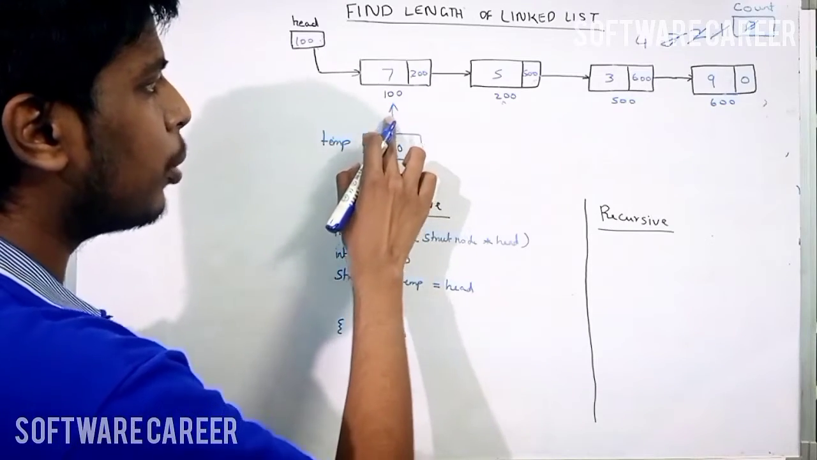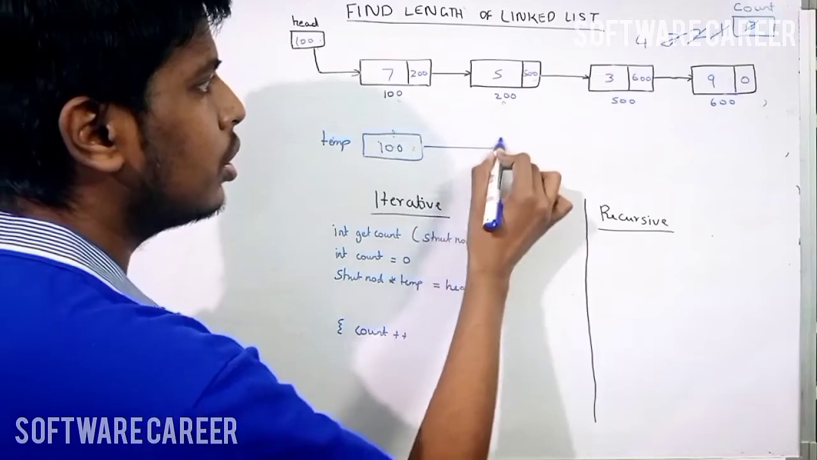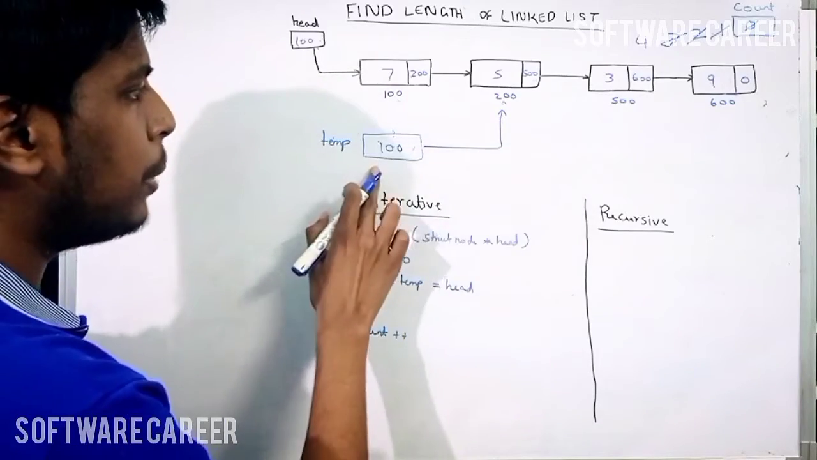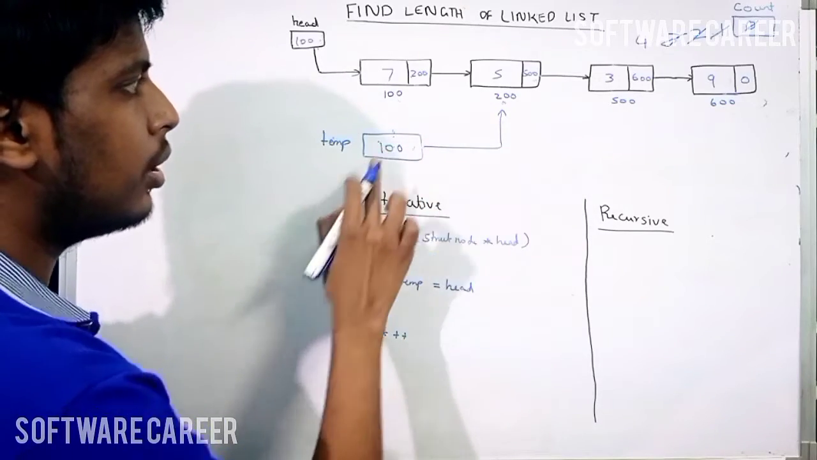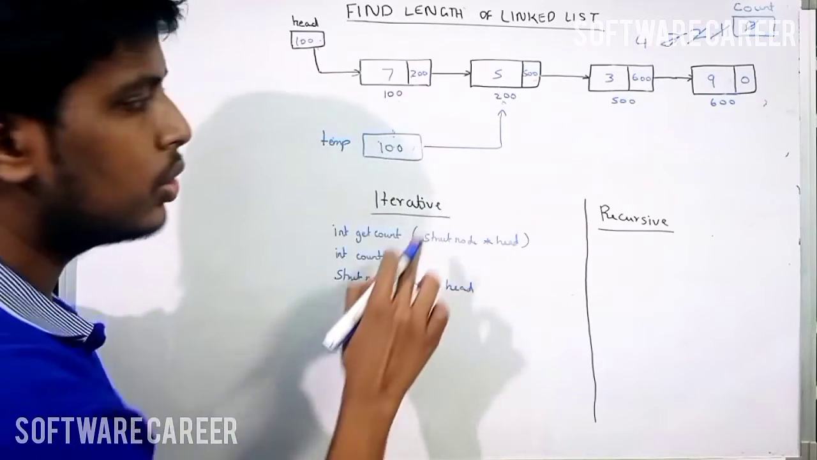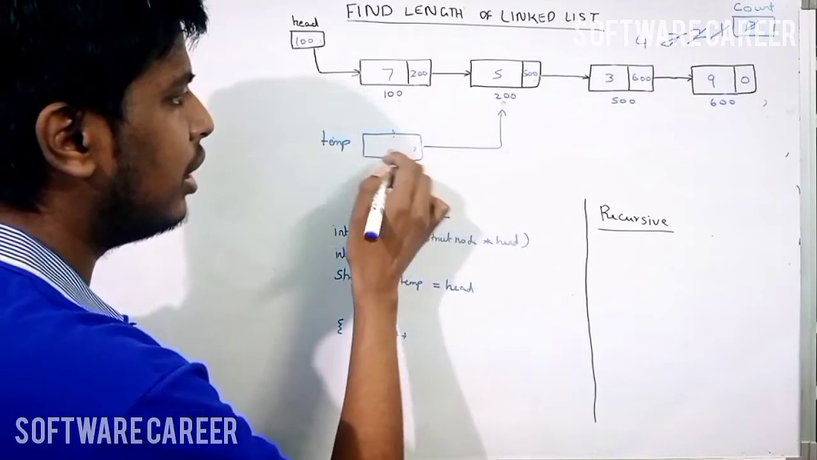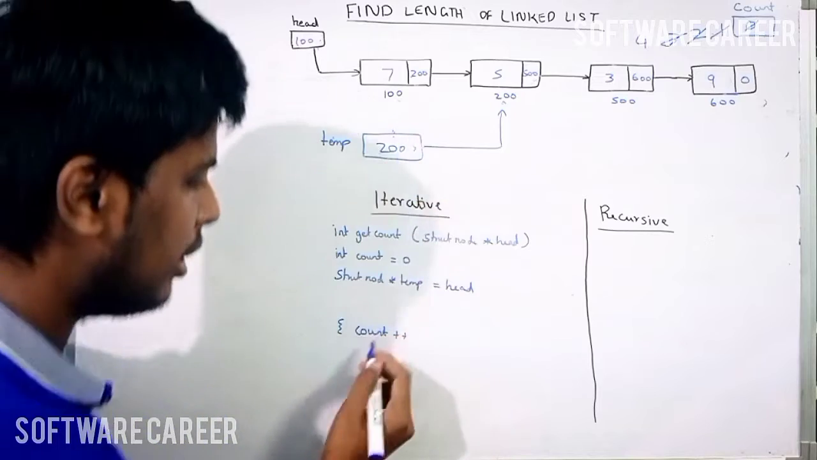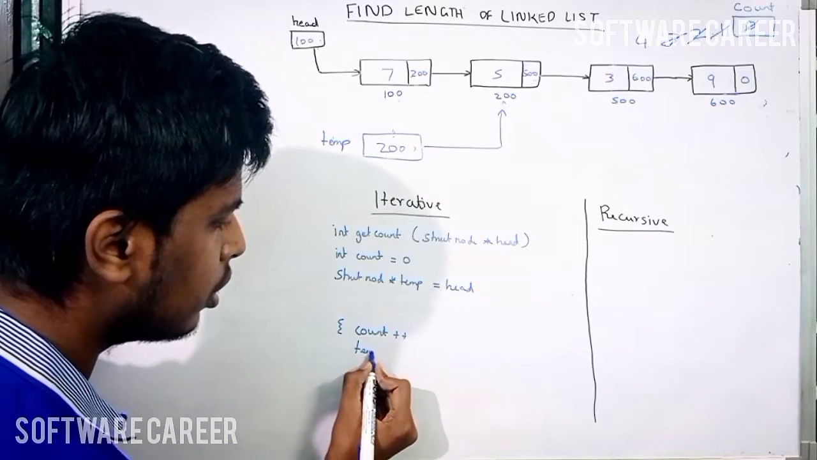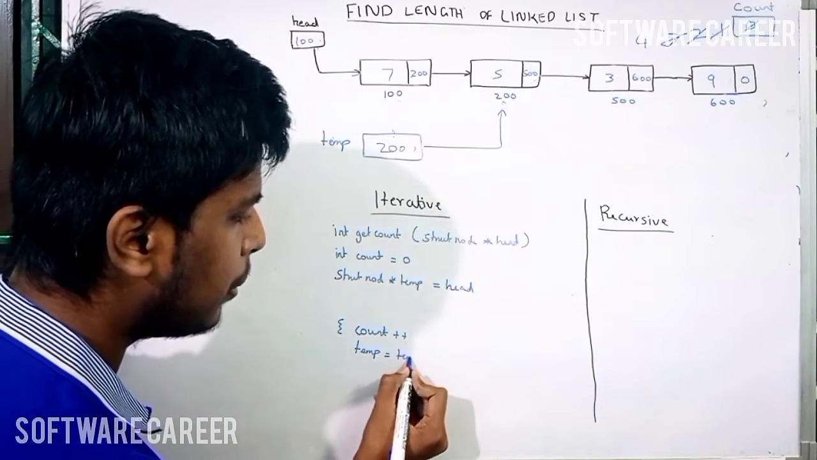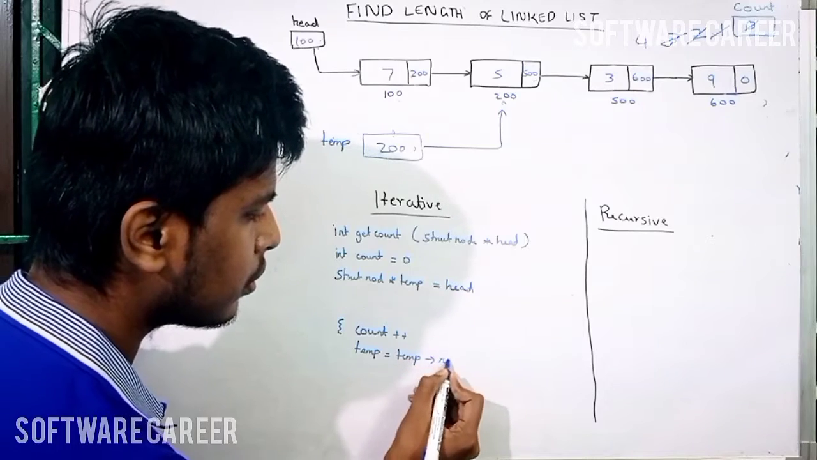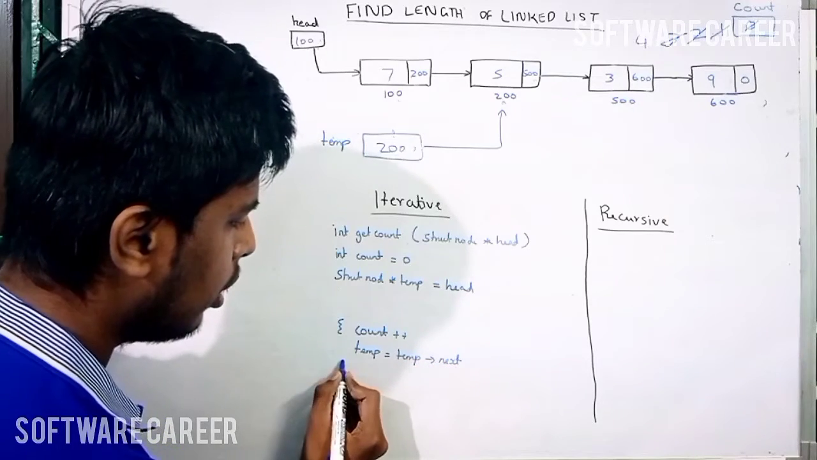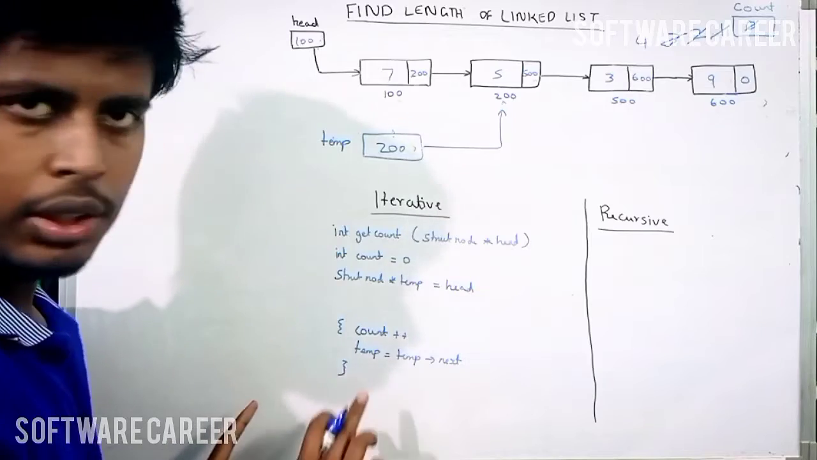Now the next step, the first step is you have incremented the count value. Next you should move the pointer to point towards the next node. How can you write it? Temp equals temp next. Temp is 100. 100's next is 200, so it's pointing towards 200. I'll update this value to 200. So I'm writing temp equals temp next. Now this is the second step.